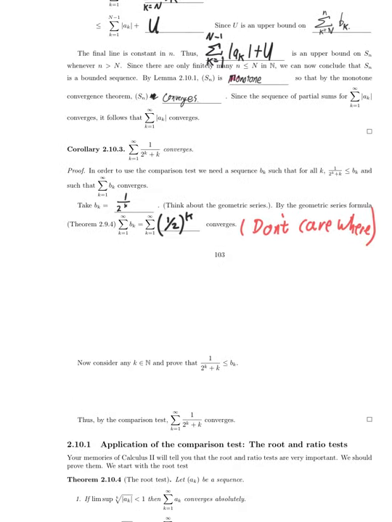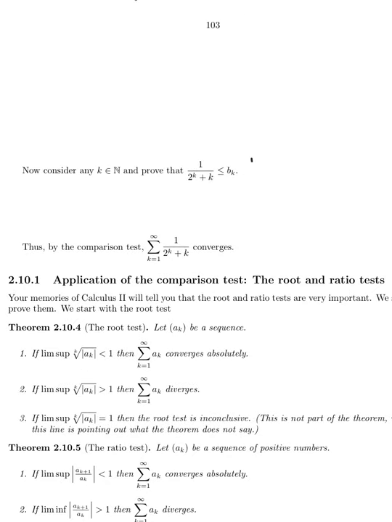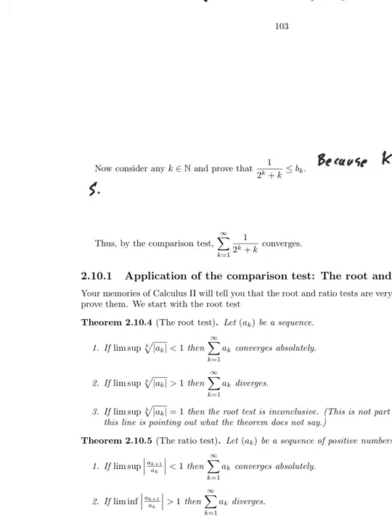So now let's consider any k in the natural numbers. I need this inequality, but that should be super easy, right? It's just because I've erased that k, which makes the denominator smaller, which makes the whole thing bigger. So let's just write down those steps. Because k is a natural number, I know that k is bigger than 0. So 2 to the k plus k is bigger than 2 to the k, which in turn is bigger than 0.